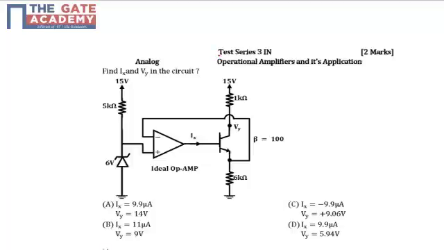Hello students, the given question is from test series 3, subject analog, from the chapter operational amplifier and its application. It is a 2 marks question. Here we need to find out the Ix and Vy values for the given circuit. This is the given circuit. It is an ideal op amp.